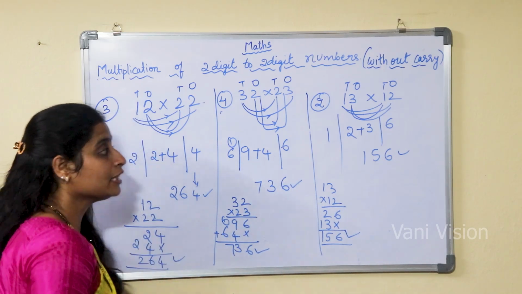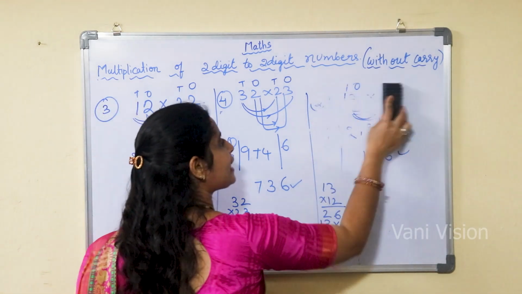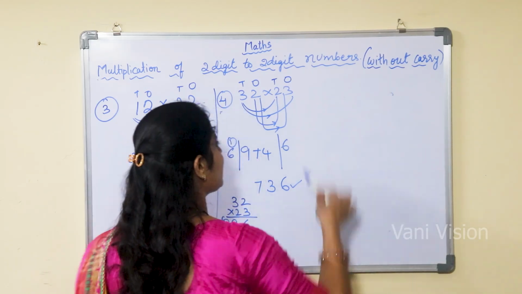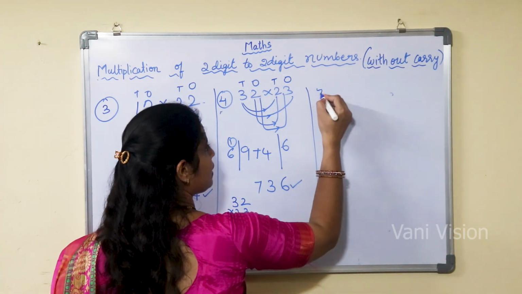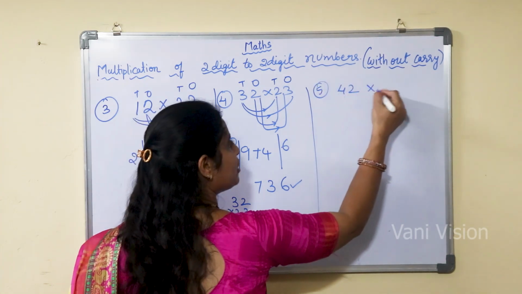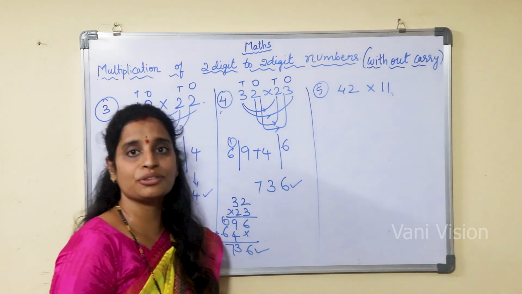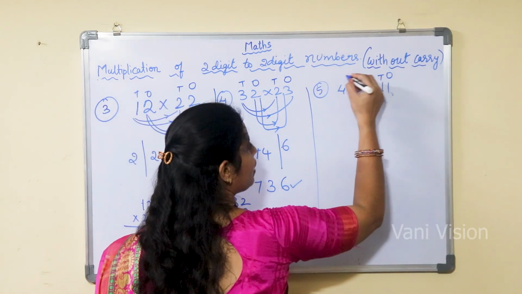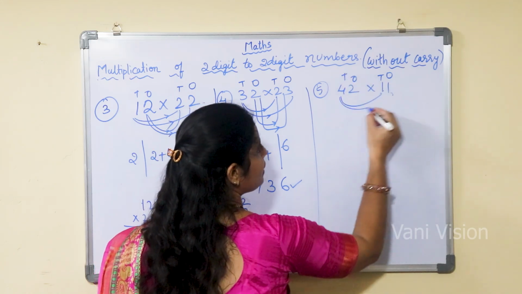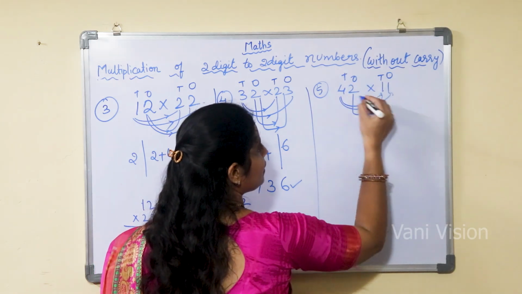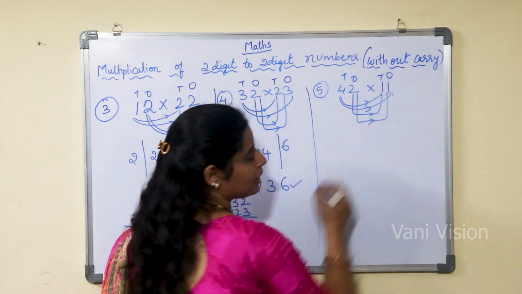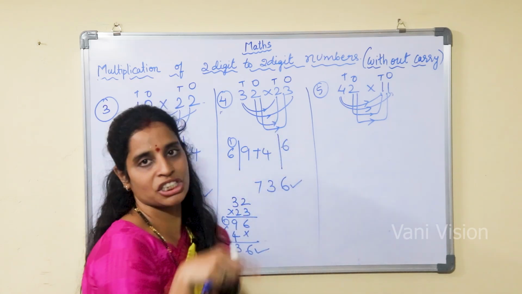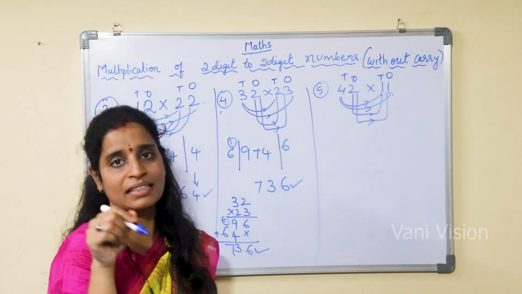I think it is clear for you all. And the next example is 42 into 11. So what should I do first? I should write places. Ones, tens, ones, tens. So arrows like this. And then see, I am taking different arrows so we should not get confused. One is a semicircle, one is in rectangular shape.